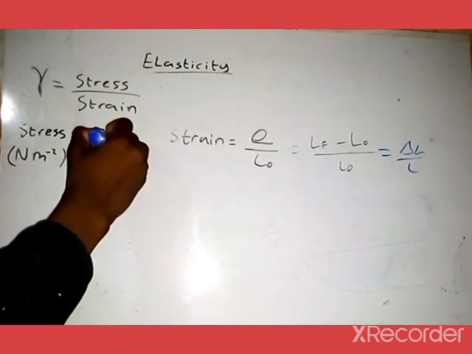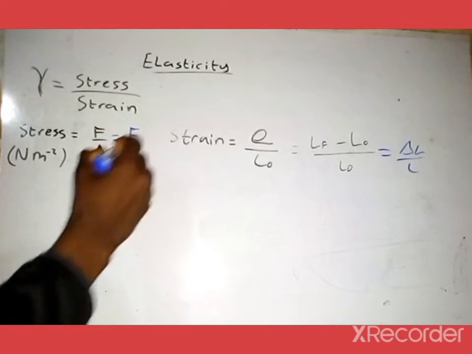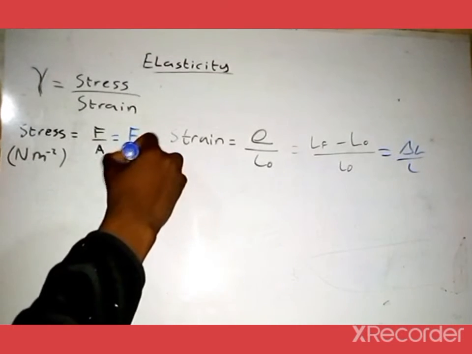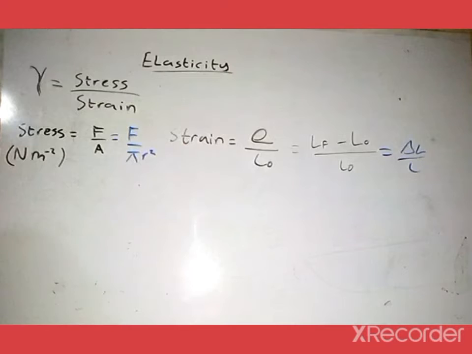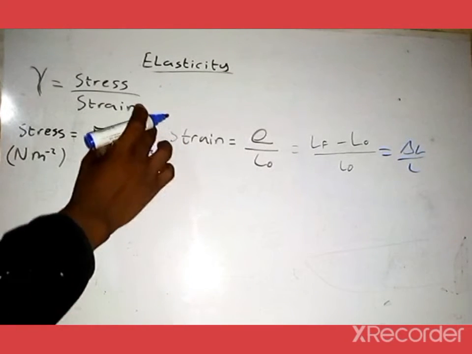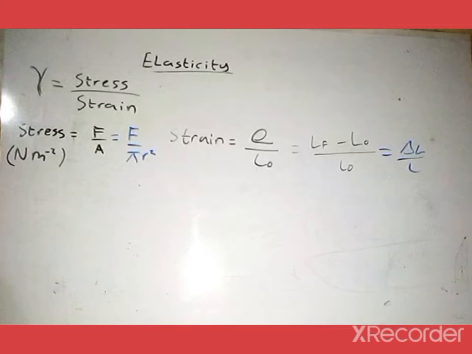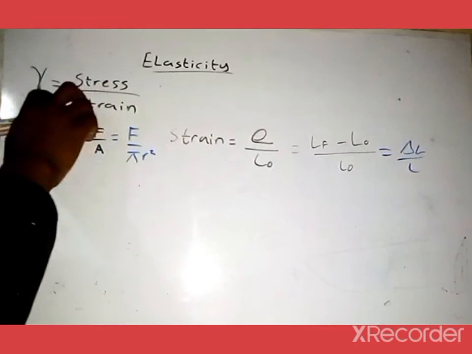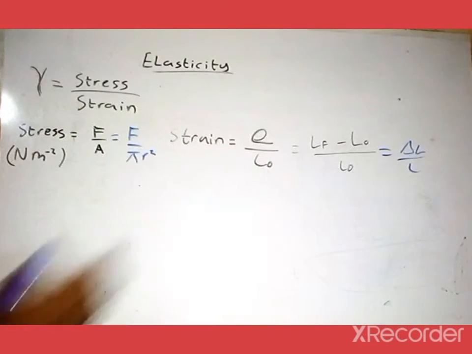Now our stress can also be force over area. Let's use a circle. What's the area of a circle? Pi r square. So sometimes you'll be given diameter or radius, so you just have to use this force over pi r square. Now since we know our stress is force over area, and our strain is e over L naught.